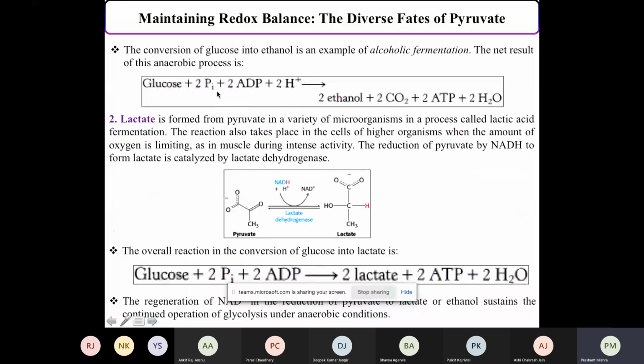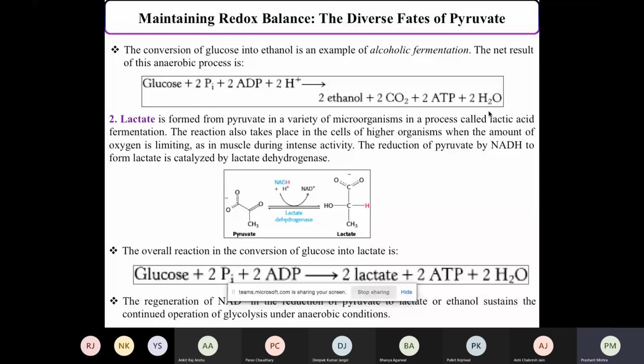So at the end, you have glucose, two molecules of phosphate, two ADP, two protons, and you get two ethanol, two carbon dioxide, two ATP, and two molecules of water. So that's the end of the reaction. Now look at the lactate fermentation.